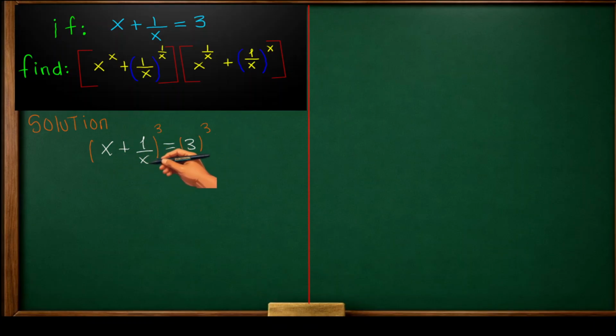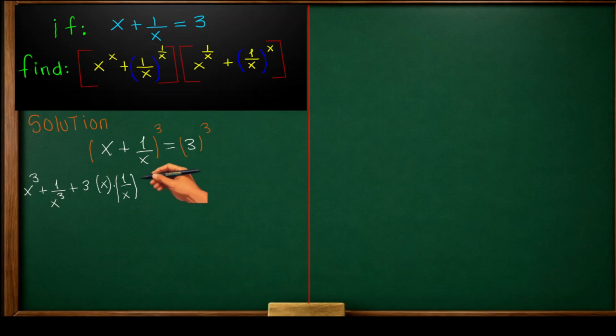x plus 1 over x, all cubed, is x cubed plus 1 over x cubed plus 3 times x times 1 over x, multiplied by x plus 1 over x, equals 3 cubed, which is 27. Okay, we cancel x.